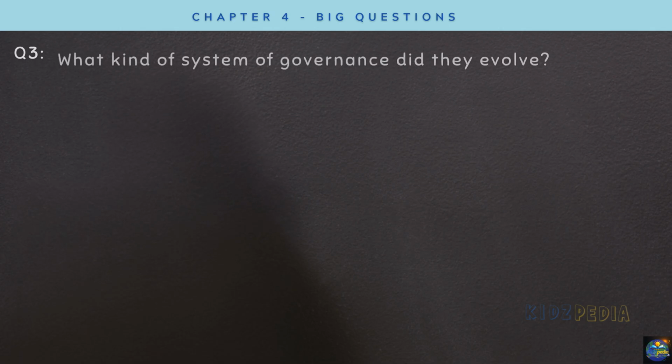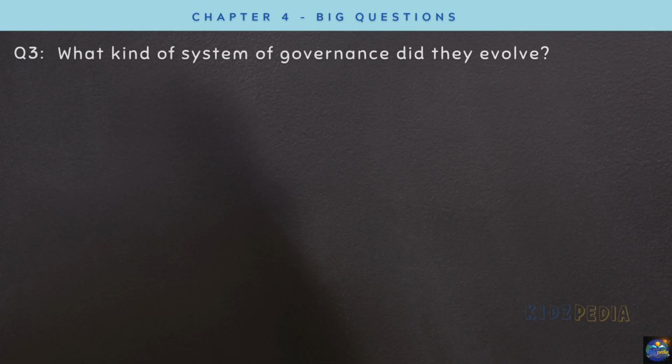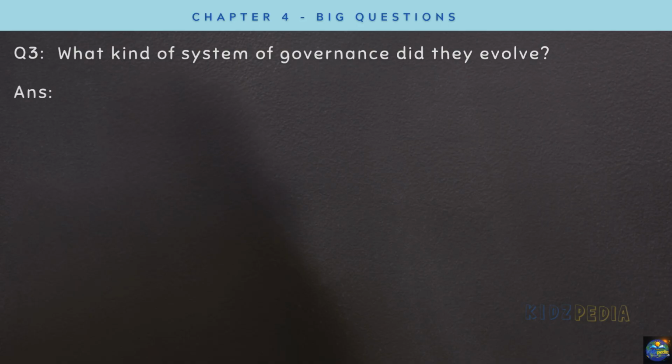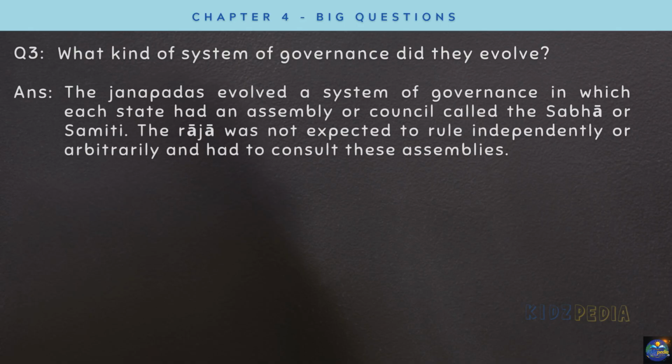Third question, what kind of system of governance did they evolve? The Sabha and Samiti were not new institutions that appeared during the time of the Janapadas. They are already mentioned much earlier in the Vedas, India's most ancient text. So, you can write the answer as: the Janapadas evolved a system of governance in which each state had an assembly or council called the Sabha or Samiti.